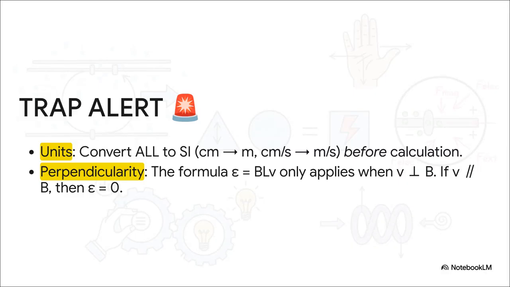If your brain immediately screamed, "Convert the units," then you are absolutely on the right track. That is the #1 trap. This formula only works in SI units, meters, meters per second, and Tesla. If you use centimeters, your answer is going to be way off.